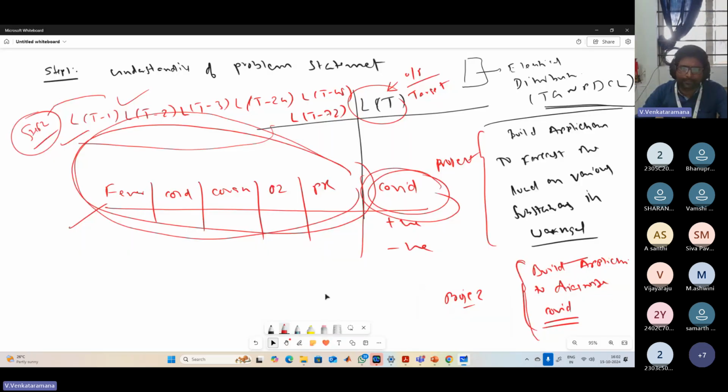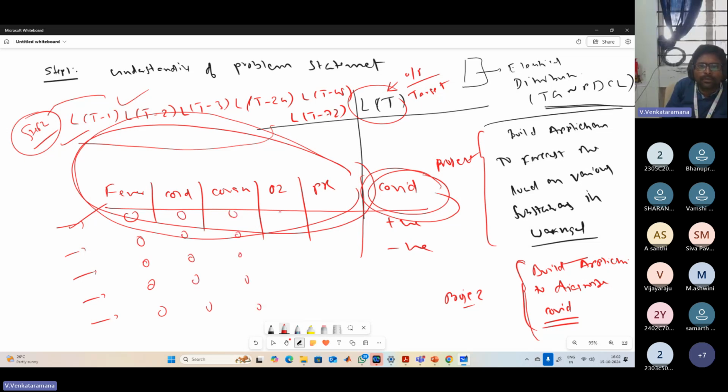So let's assume you collected the data, thousands of samples of data from a number of patients, right? And you are entering every value against every feature. Suppose we are entering it manually, all the feature values, right?